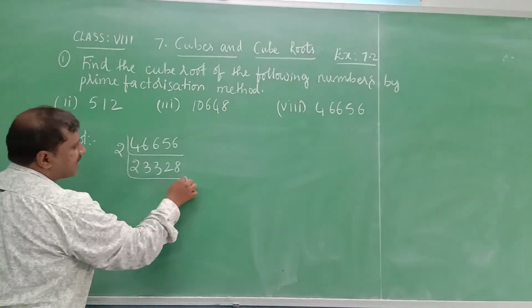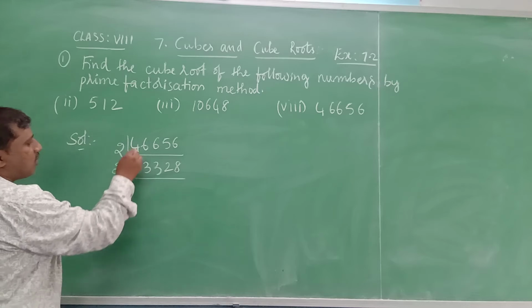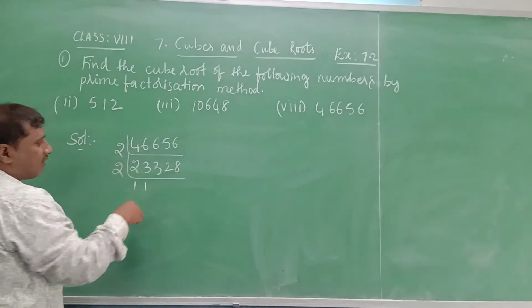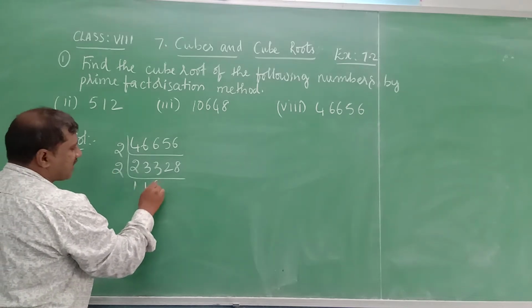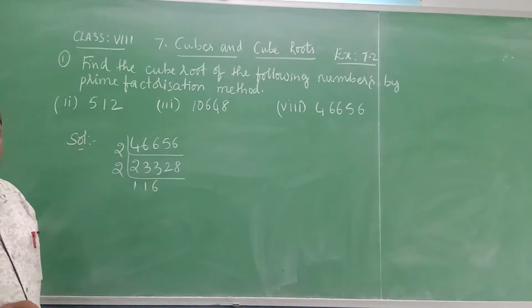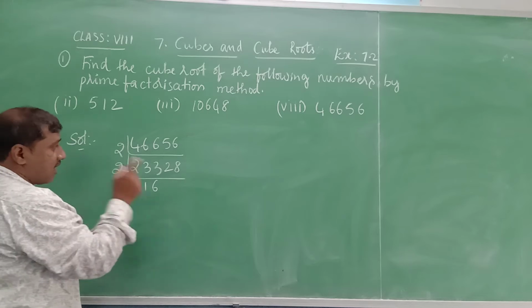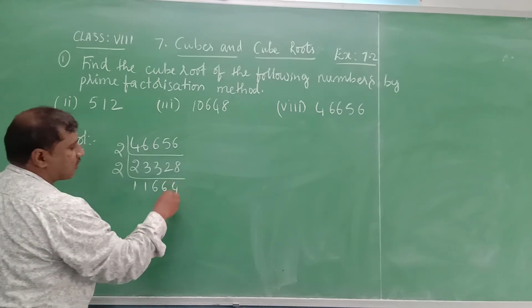Again this number is an even number. It is divisible by 2. 2 1s are 2. 2 1s are 2. 3 minus 2 is 1. Bring down 3, 13. 2 6s are 12. 13 minus 12, 1. Bring down 2, it is 12. 2 6s are 12.